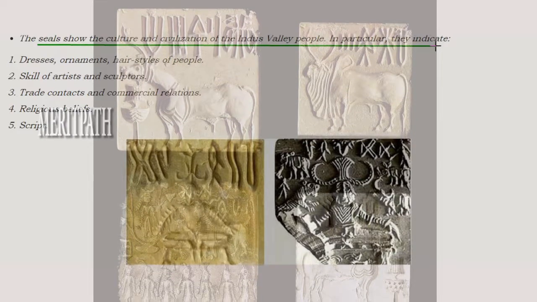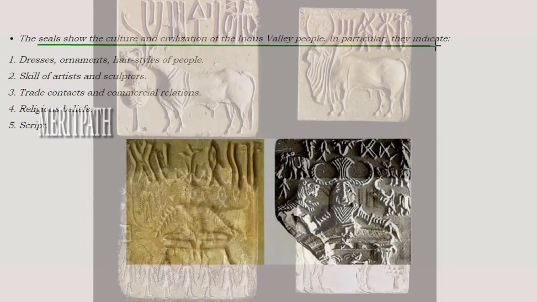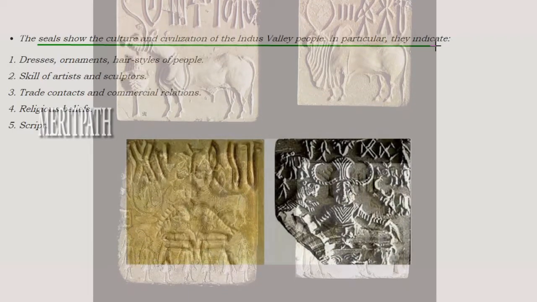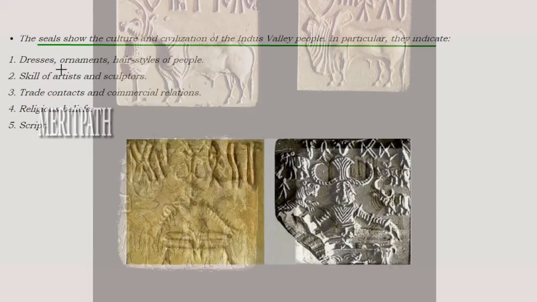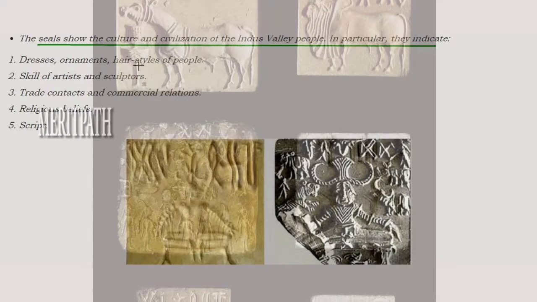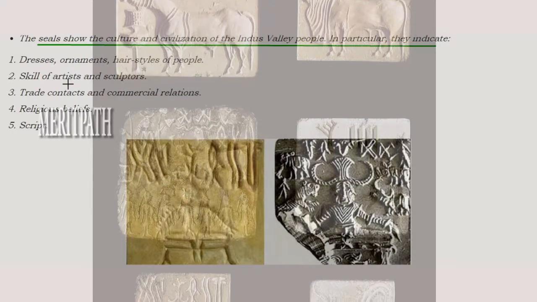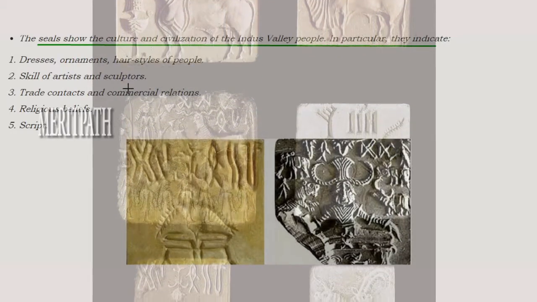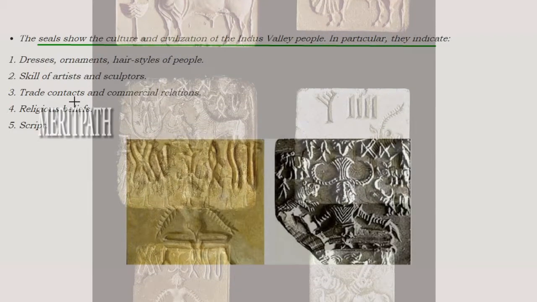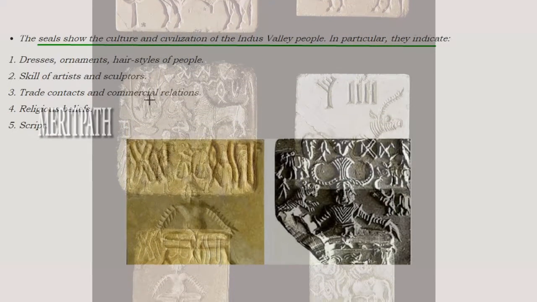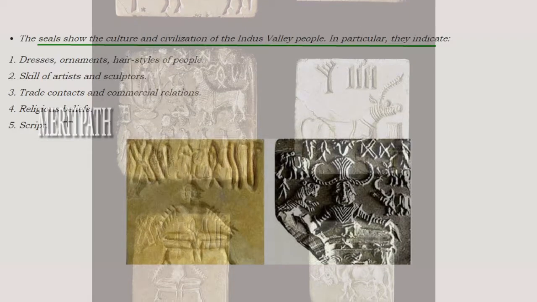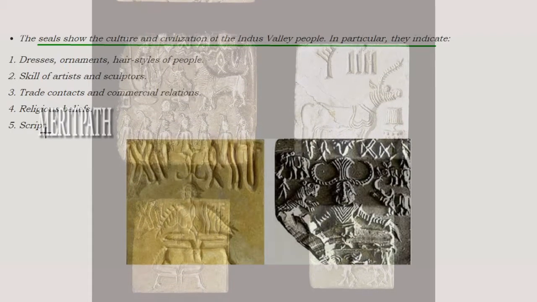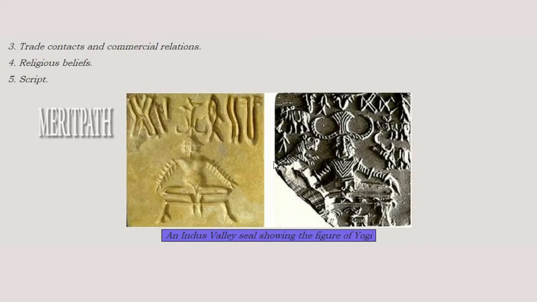Seals give us information about the culture and civilization of the Indus Valley people. They indicate the dresses, ornaments and hairstyles of the people. Skills of the artisans and sculptors can also be known. Trade contacts and commercial relations can be understood. Religious beliefs and scripts can be known. This is the image of a seal showing the figure of a yogi belonging to the Indus Valley civilization period.